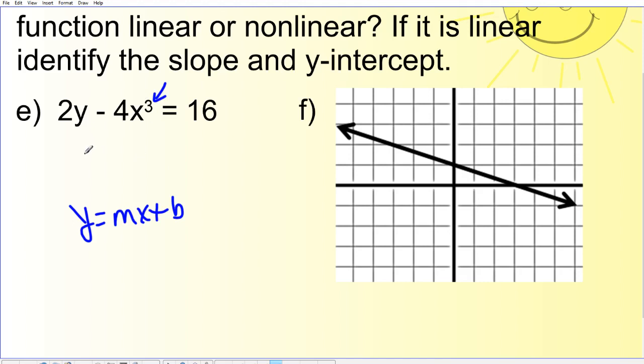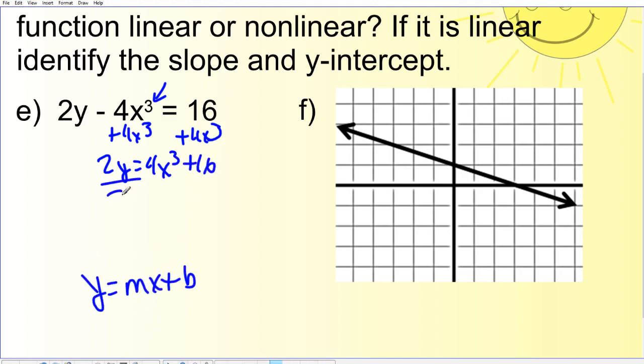Even if I try to solve this for y, and I add 4x cubed to both sides, I get 2y equals 4x cubed plus 16. And then I divide by 2 on both sides. I get y equals 2x cubed plus 8. It is still nonlinear.